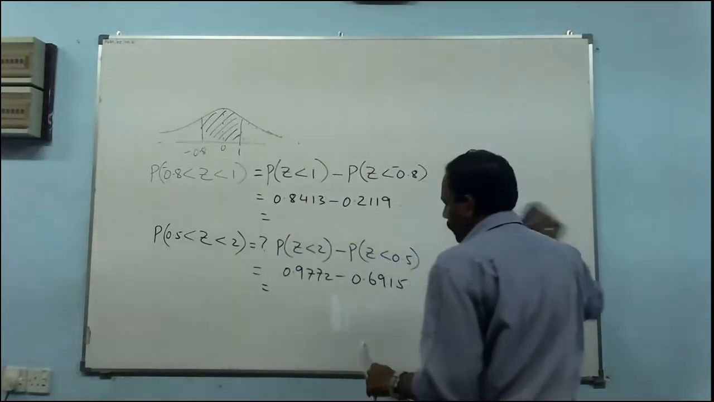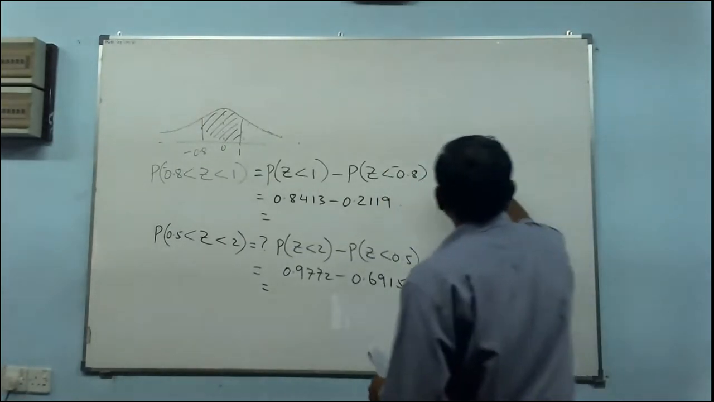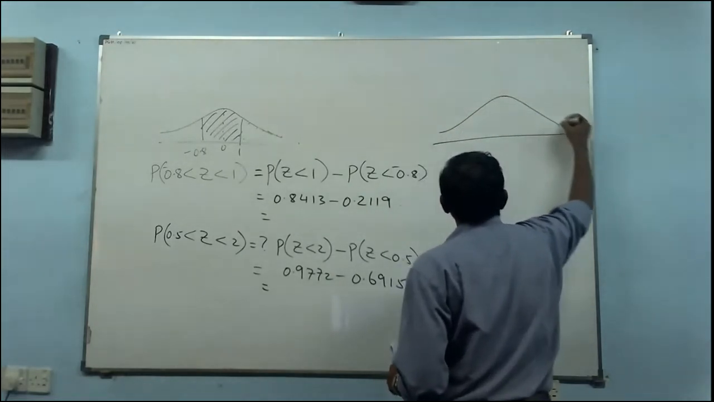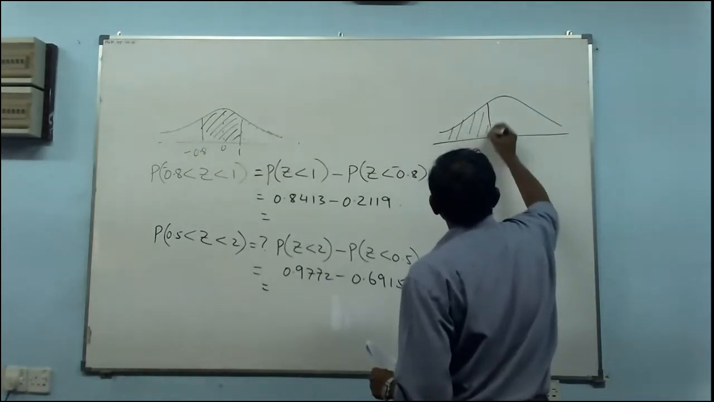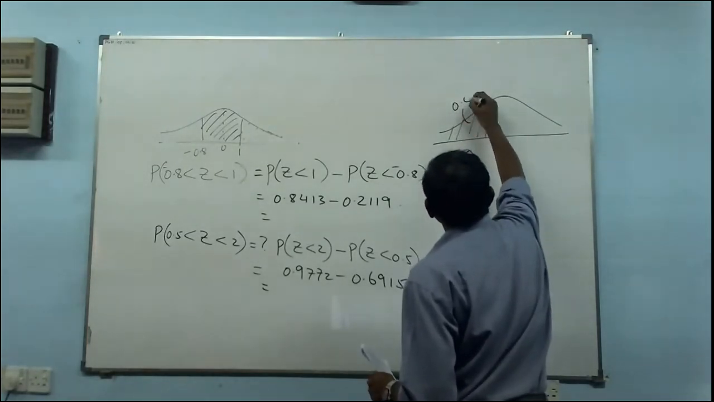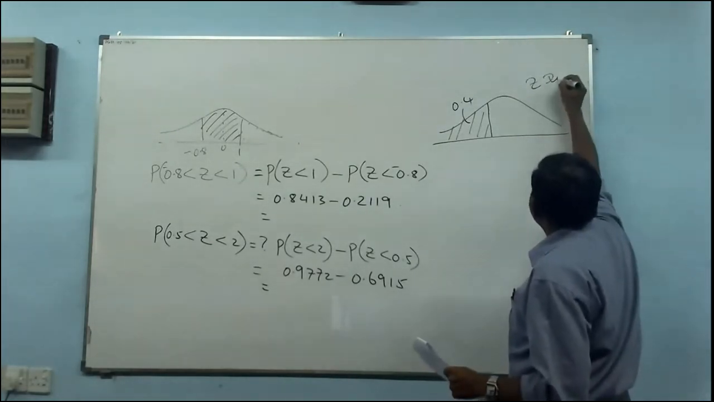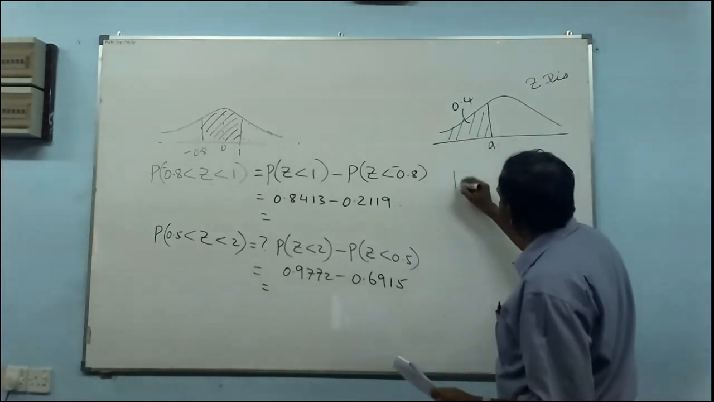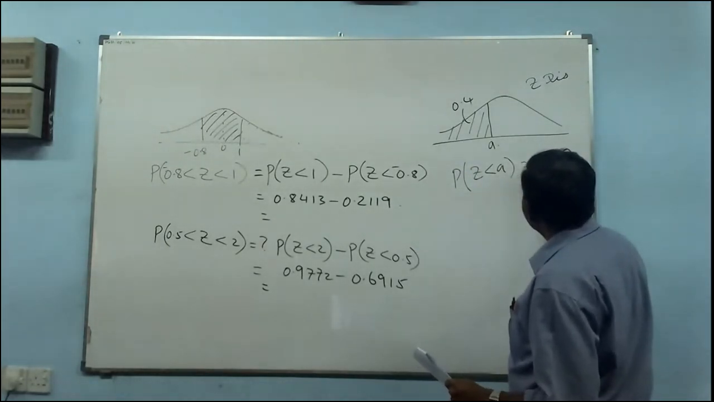Right. Now, one more point on that. Tell me how to find out the probability here. Here my probability is 0.4. This is the distribution. So in other terms, probability of z less than a is equal to 0.4.